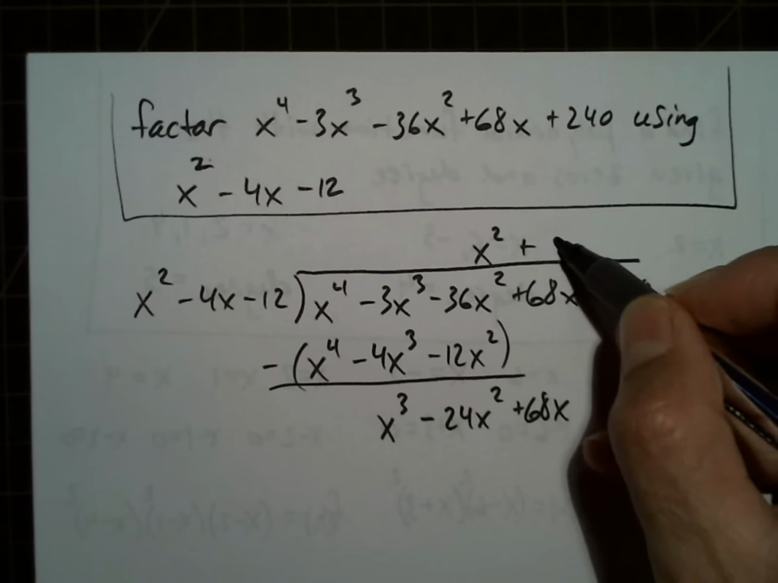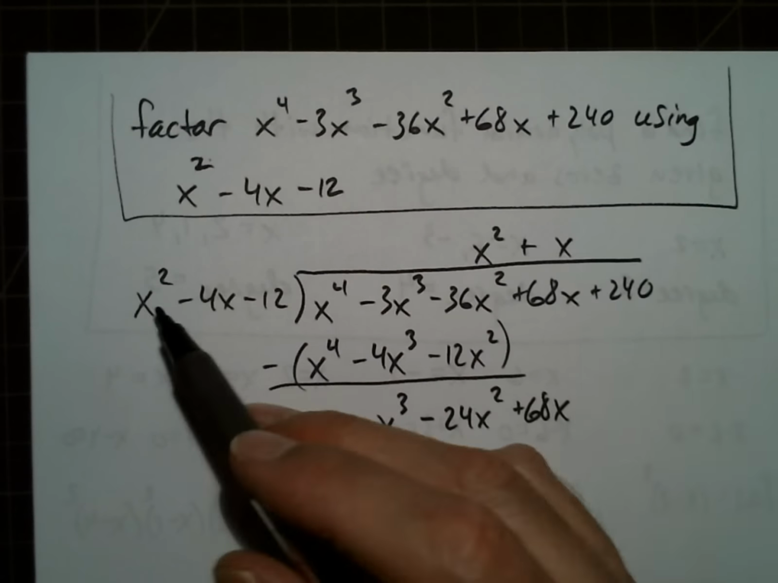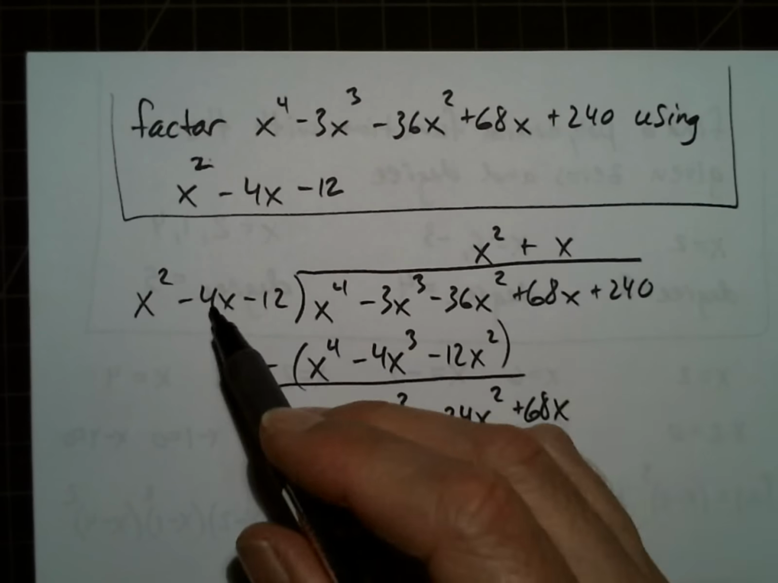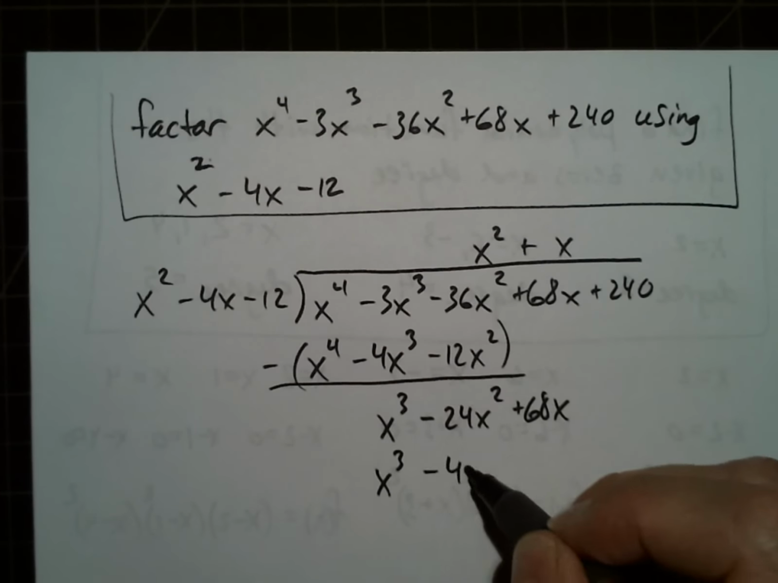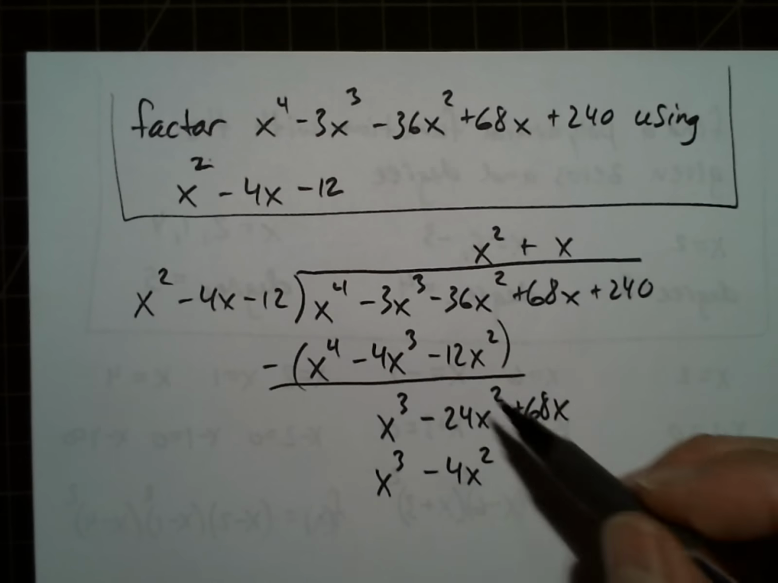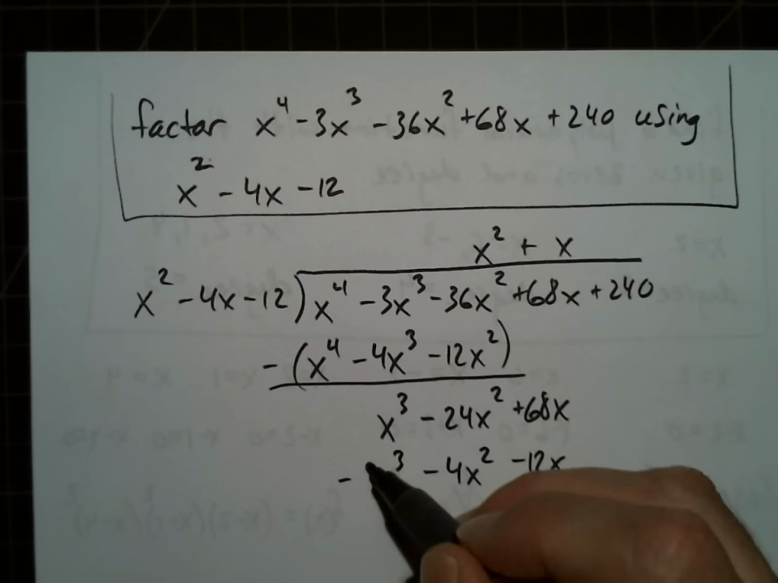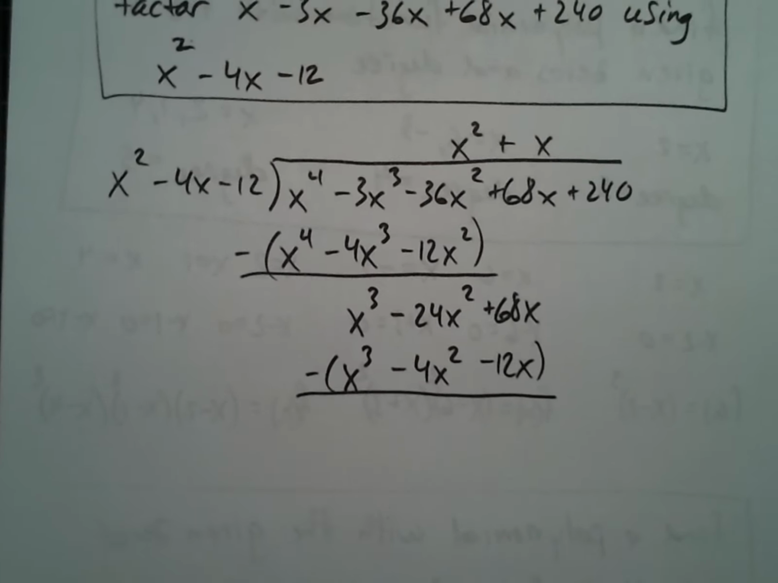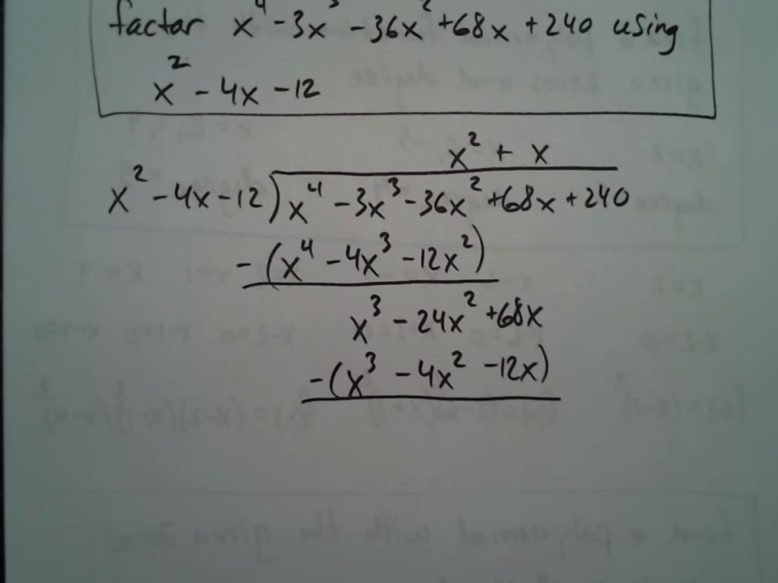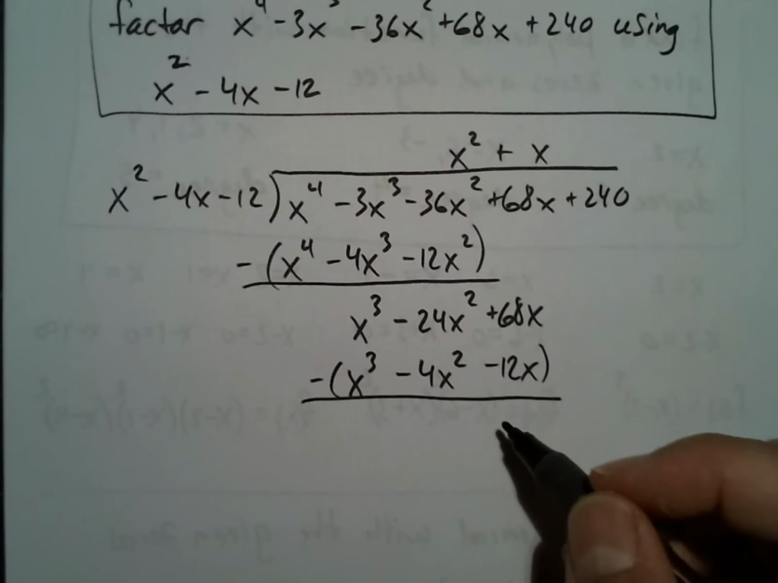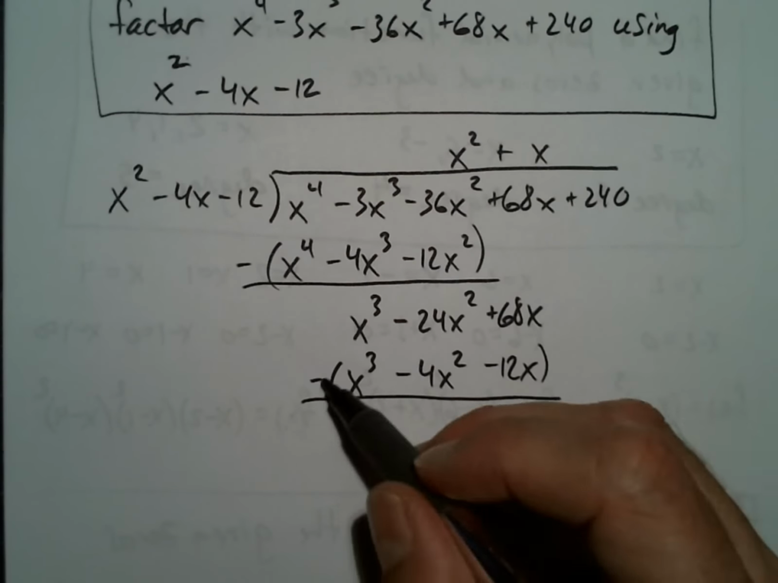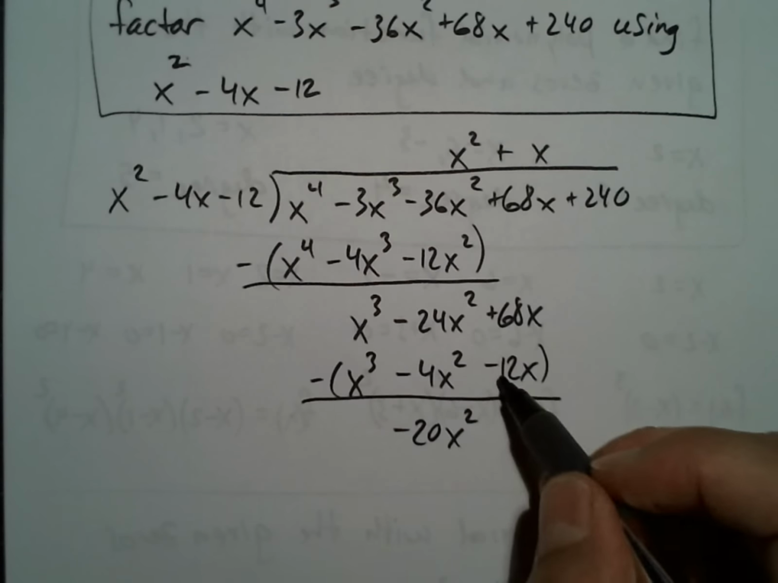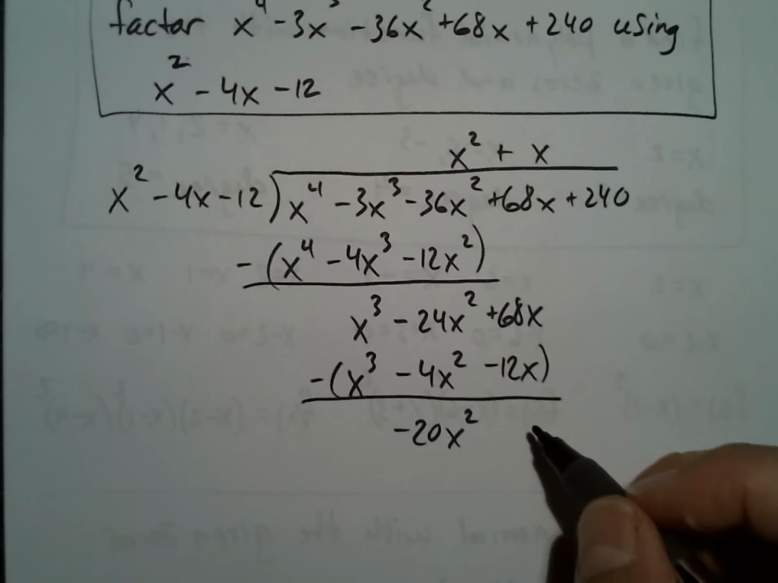Multiply by x. x times x squared is x cubed. x times negative 4x, negative 4x squared, minus 12x. And subtract. We're going to add. This will be a plus 4. So that's negative 20x squared plus 12. And we get 80.